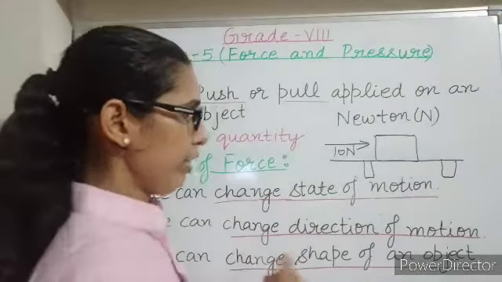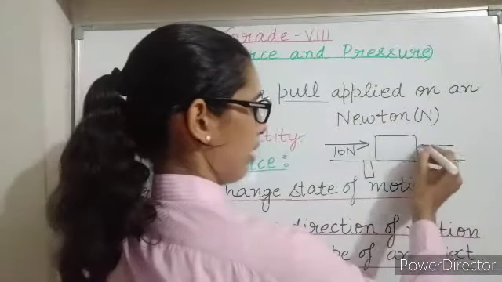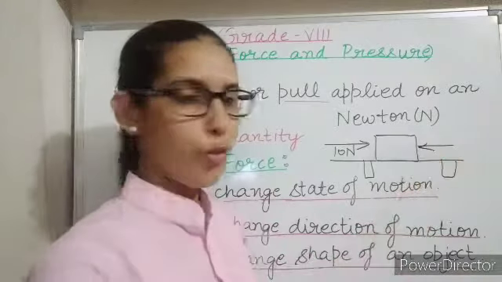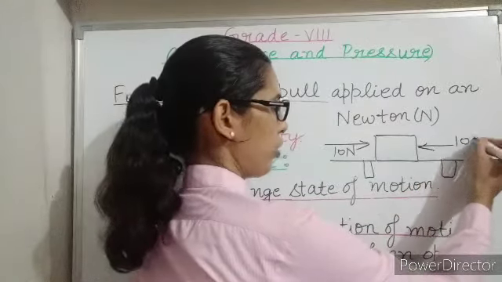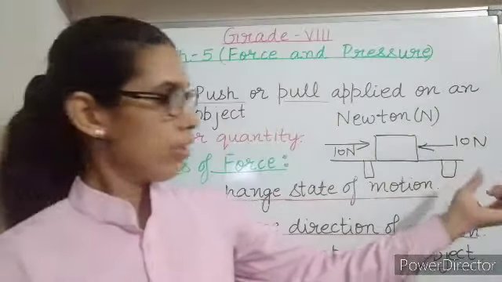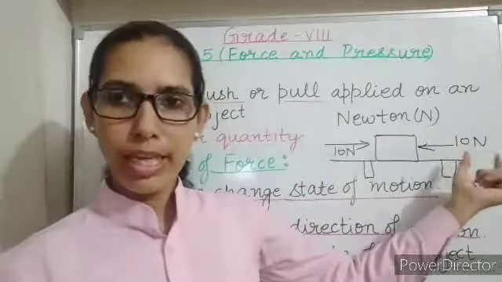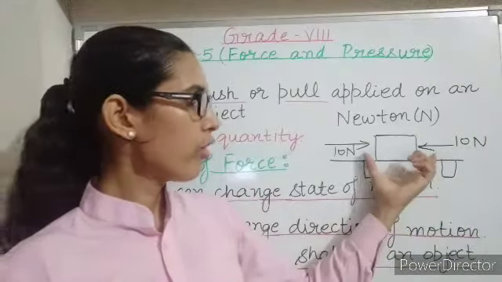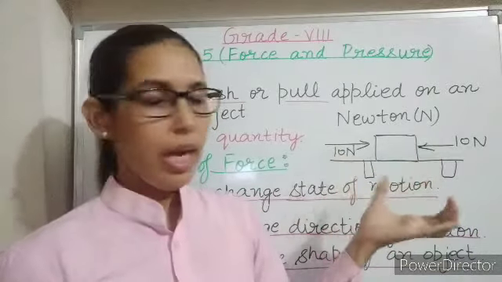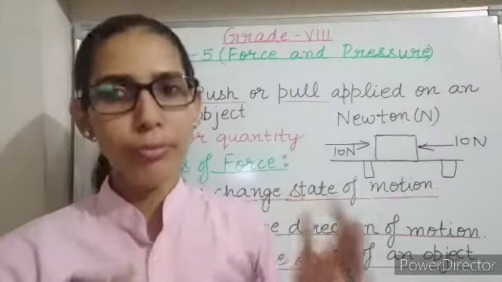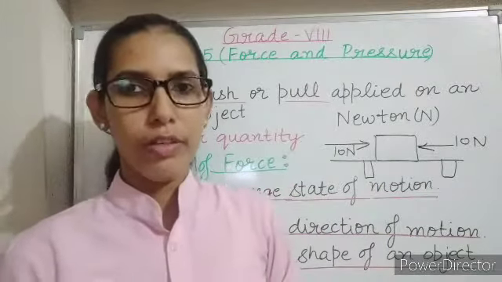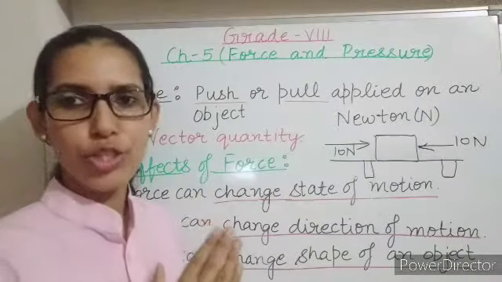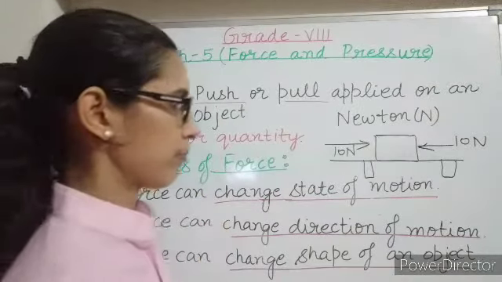But if someone starts applying the same amount of force from this direction, let's say 10 Newton, from that side also the same amount of force someone is applying, what will happen? Both the forces will cancel each other and the box will not move. So we saw that force is a vector quantity. It has both direction and magnitude.